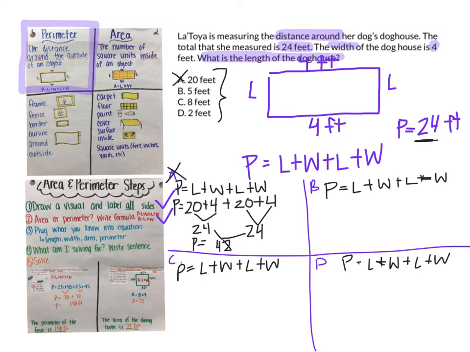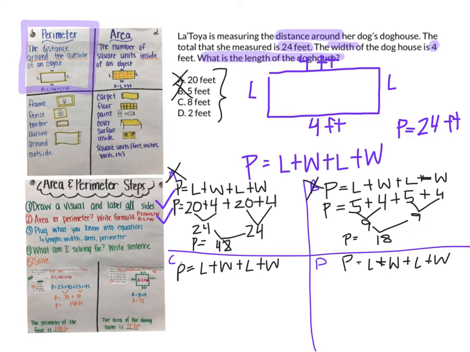Okay, so answer choice B gives us a length of 5 feet. So let's plug that in. Length is 5. Our width is 4. Plus 5 plus 4. 5 plus 4 is 9. 9 plus 9 is 18. So plugging in a length of 5 gives me a perimeter of 18 feet. We're looking for a perimeter of 24, so we can eliminate B. Let's move on to answer choice C.